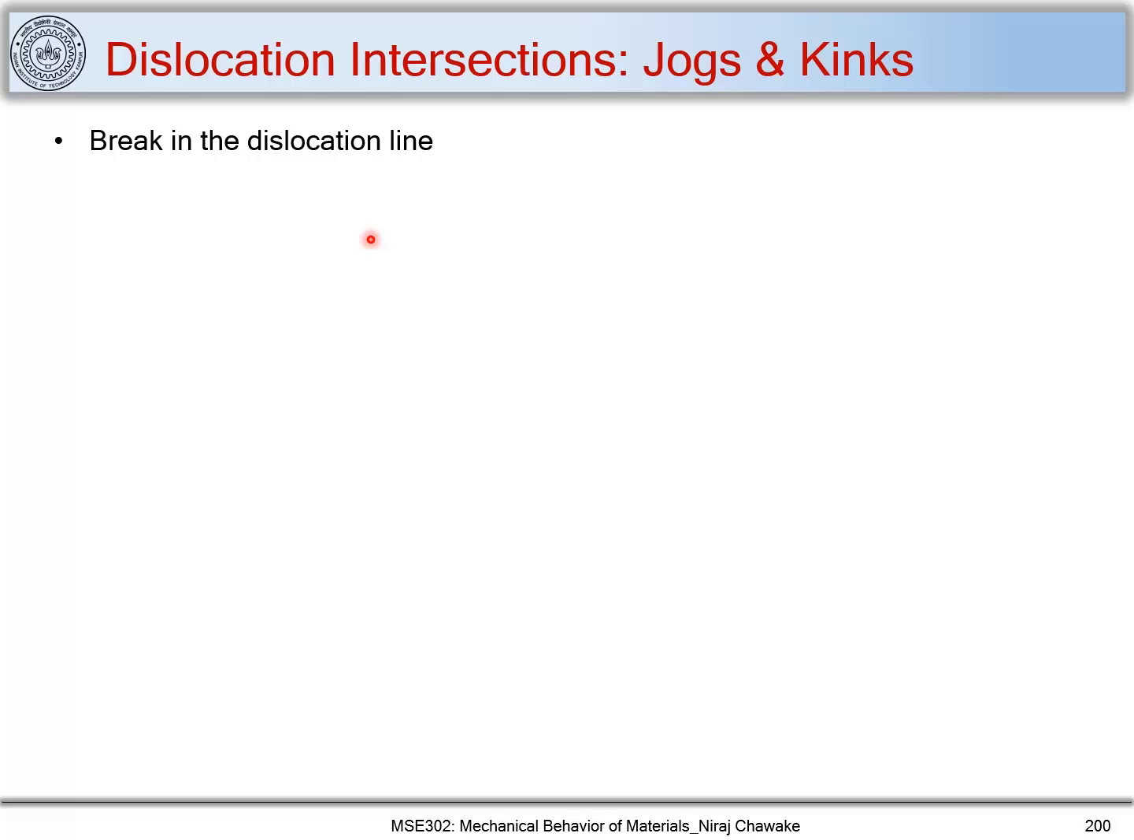Till now we have looked at what dislocation interactions are. Now we will be looking at dislocation intersections, and we'll get introduced to terms such as jogs and kinks. These jogs and kinks are nothing but a break in the dislocation line, and this break in the dislocation line is nothing but a defect in the dislocation line. Now let's look at how these breaks are created on these dislocation lines.